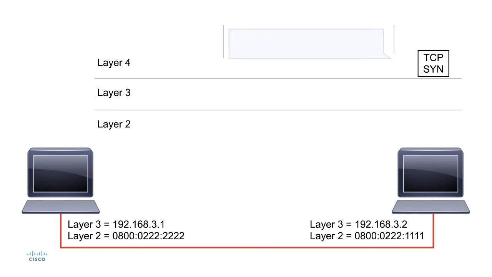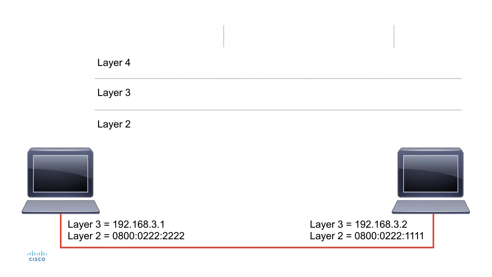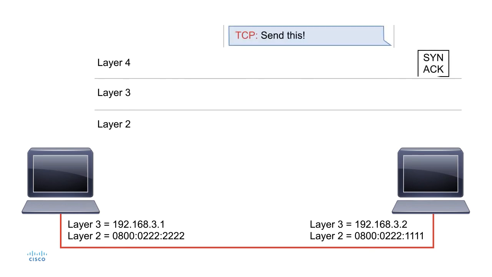TCP looks at this and says, oh, okay, I need to now send a SYN ACK to the TCP SYN that you just handed me. I need to reply back because we're doing a three-way handshake. So now TCP says, here you go, send this. And it gives me a TCP SYN ACK.